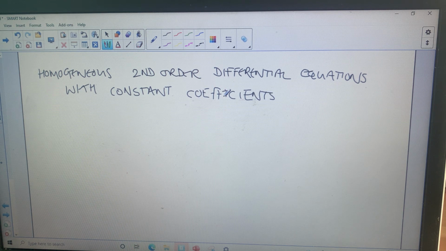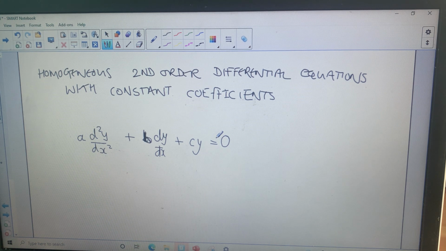The form that these differential equations are going to take looks like this. Obviously a, b and c are going to be our constants. So your second order, plus by', plus cy. You can see every term involves the dependent variable, hence the homogeneous.